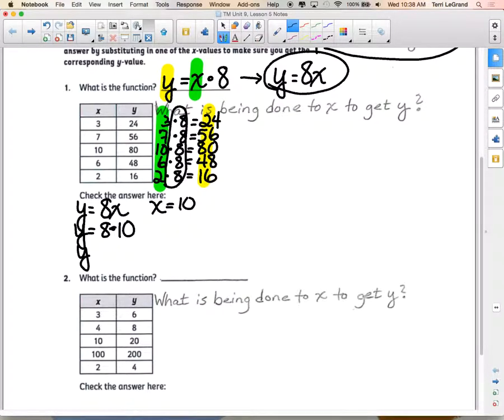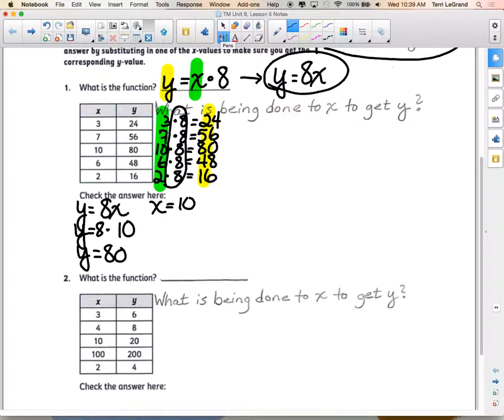Y equals, I'm making that multiplication job worse every time I try to make it better. Okay, I'm going to eventually get there. And what is 8 times 10, did you say?